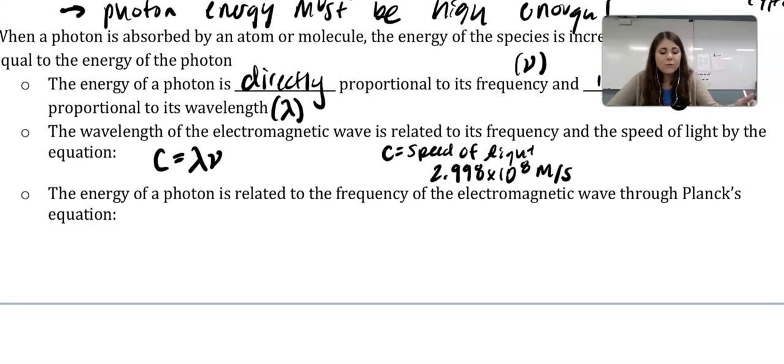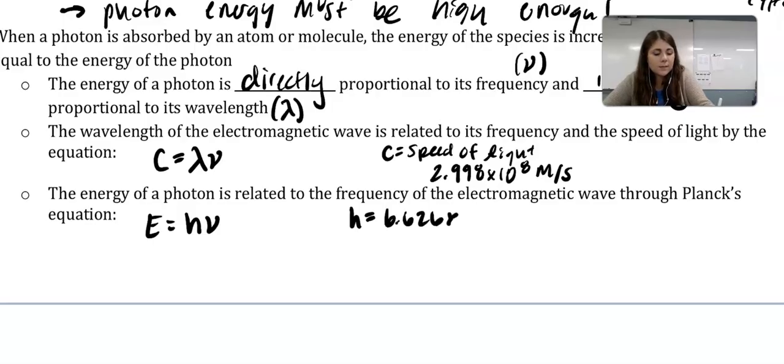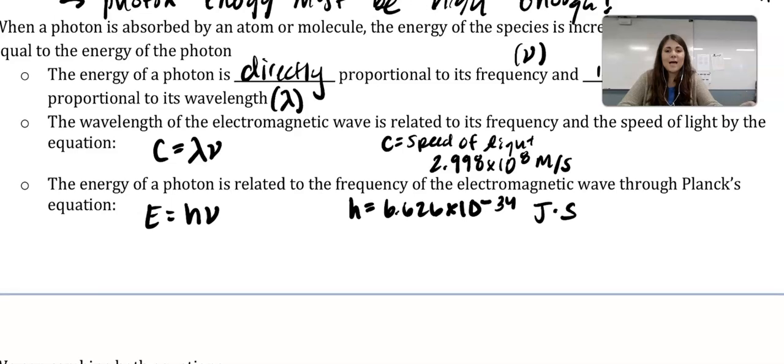Next, the energy of a photon is related to the frequency of the electromagnetic wave through Planck's equation. Here, energy, E, is h times ν. This h is Planck's constant. Like c is a constant, h will also be a constant. This is 6.626 times 10 to the negative 34 joule-seconds. So taking Planck's constant, multiplied by the frequency, we should get energy, okay?